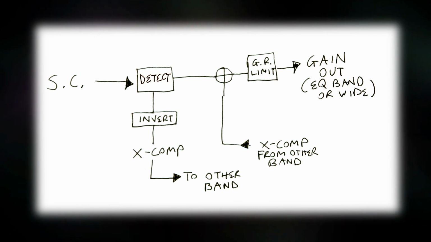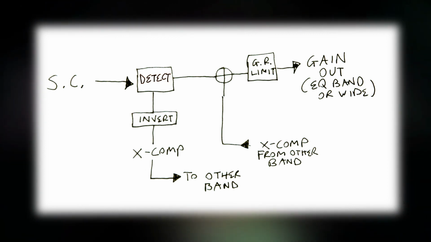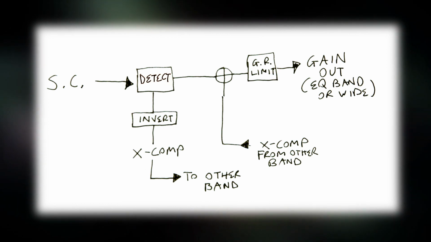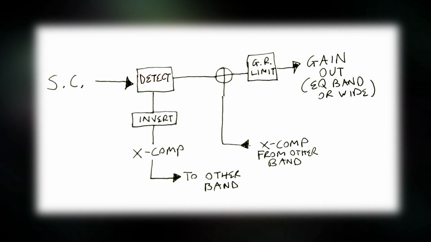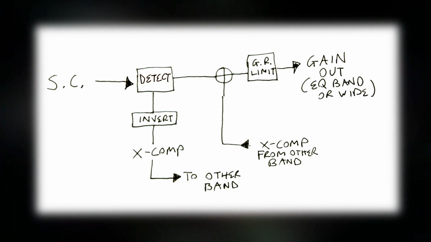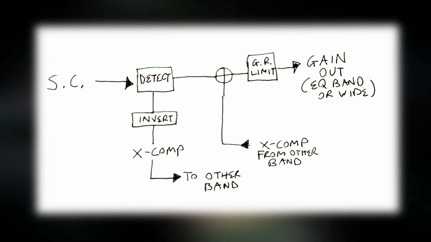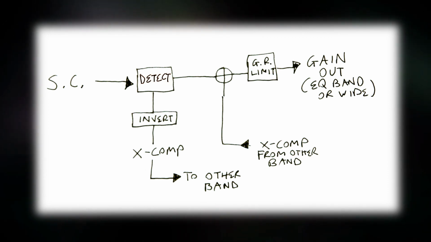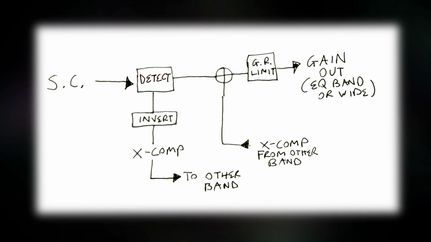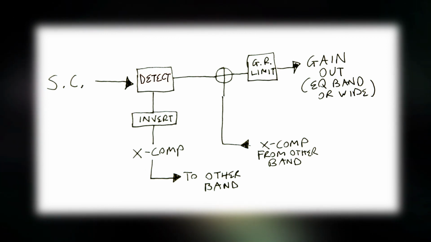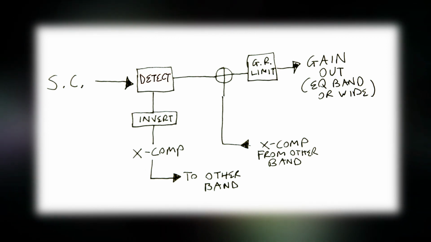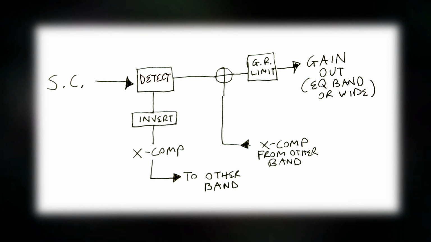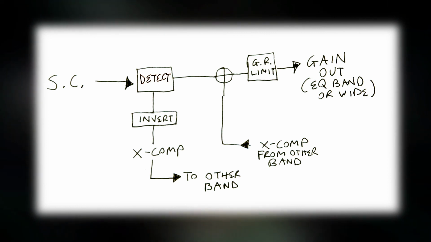To finish looking at the signal flow, the sidechain signal then enters the detector, which outputs a logarithmic scale control signal. This signal is inverted and sent to the other band, while the other band's XComp signal is added to the control signal from the detector afterwards. This prevents cross-fed feedback from occurring. This signal then drives the gain for the EQ band or the wideband signal if set to wide. But notice the control signal passes through the gain reduction limiter first.